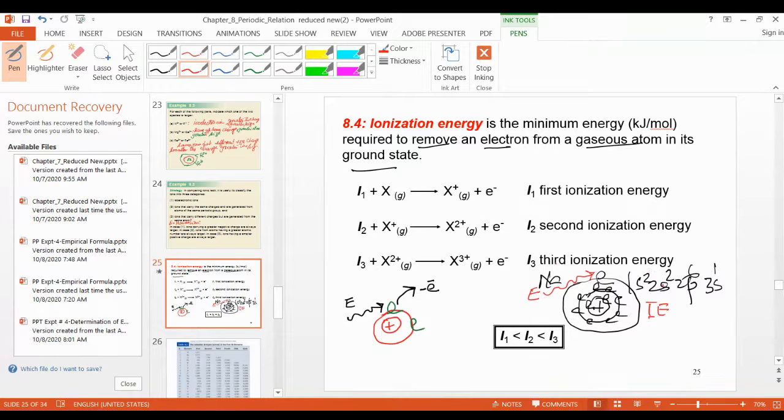Now after removing, you will get 1s2, 2s2, 2p6. These 3 have to be removed. Now what do we have? We have 2 electrons and 8 electrons: 2, 3, 4, 5, 6, 7, 8. And 2 electrons, 8 to 10. Only 10 electrons left.